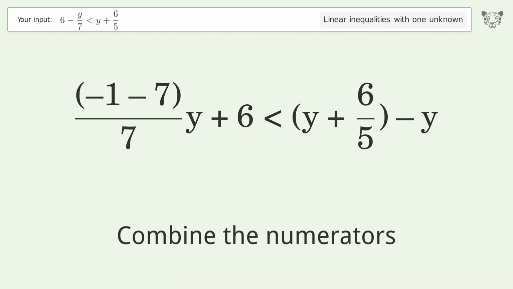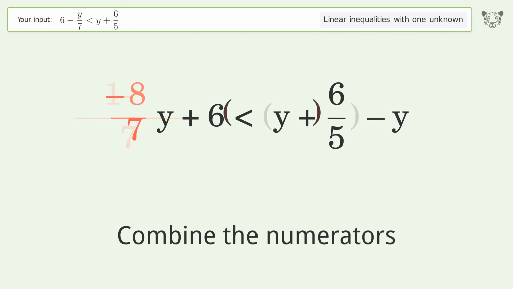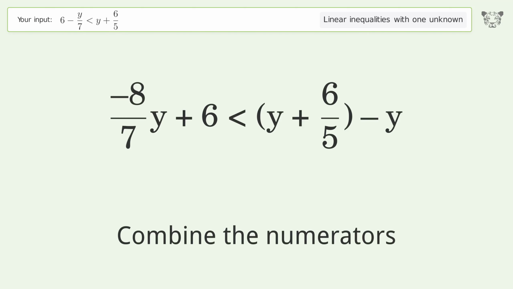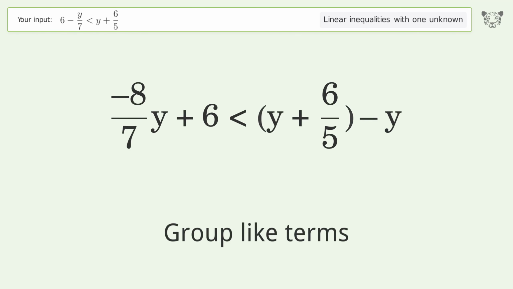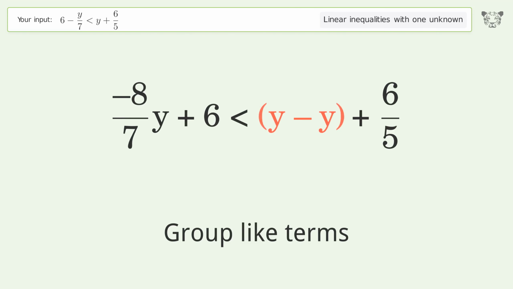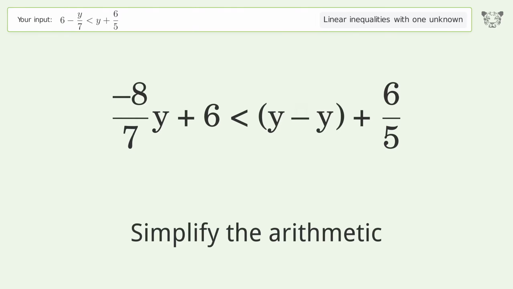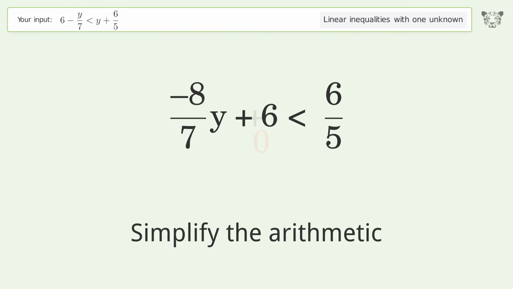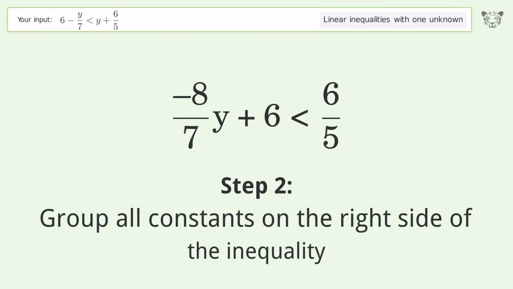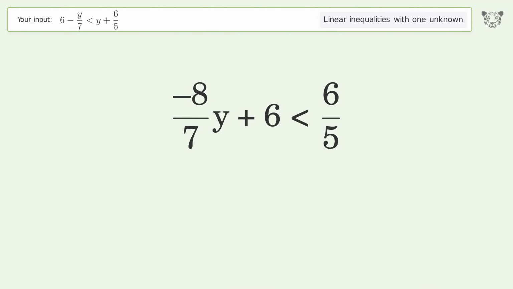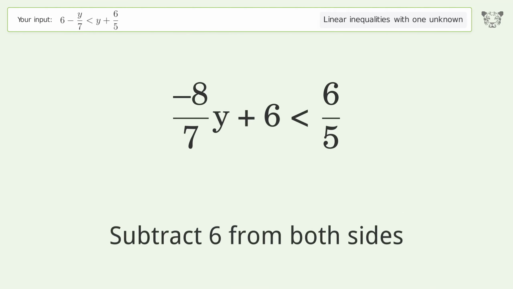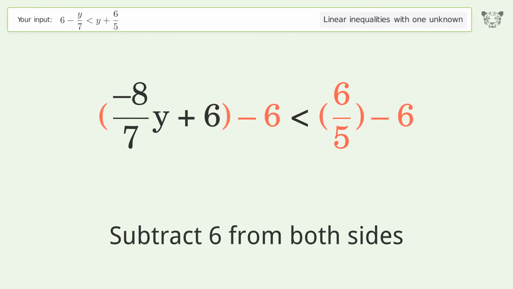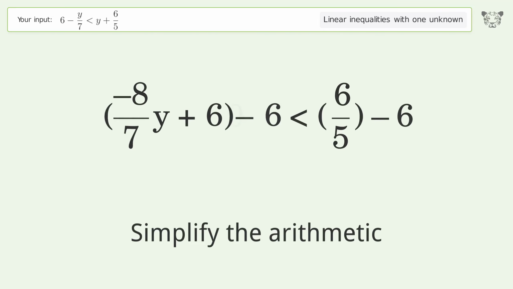Combine the numerators. Group like terms. Simplify the arithmetic. Group all constants on the right side of the inequality. Subtract 6 from both sides. Simplify the arithmetic.